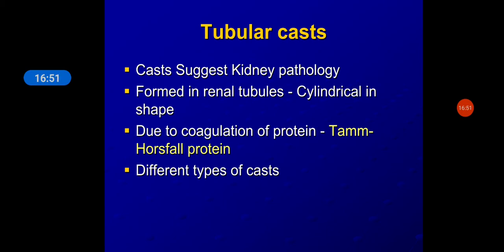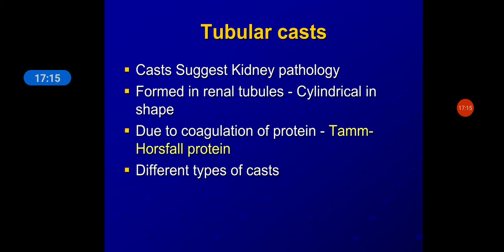First cast is a tubular cast. This invariably indicates that there is some form of kidney pathology. How are they seen? They are seen as cylindrical in shape. I'll show you the picture. Cylindrical in shape. And why is it? Mainly because of coagulation of proteins, that is called Tamm-Horsfall proteins.